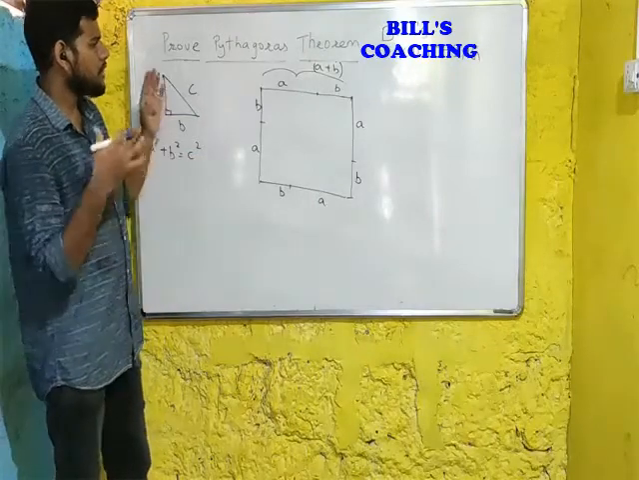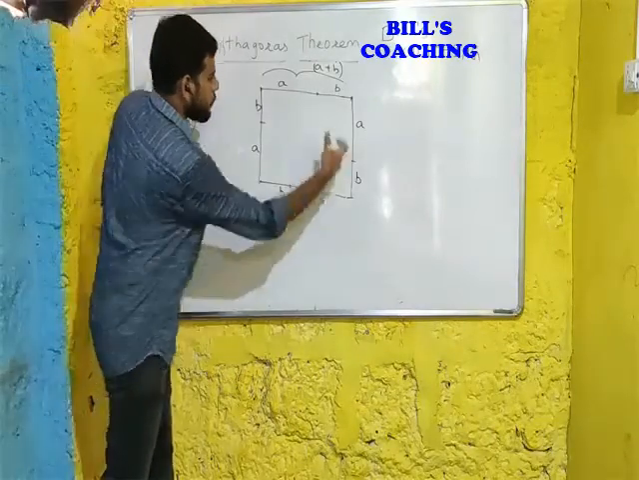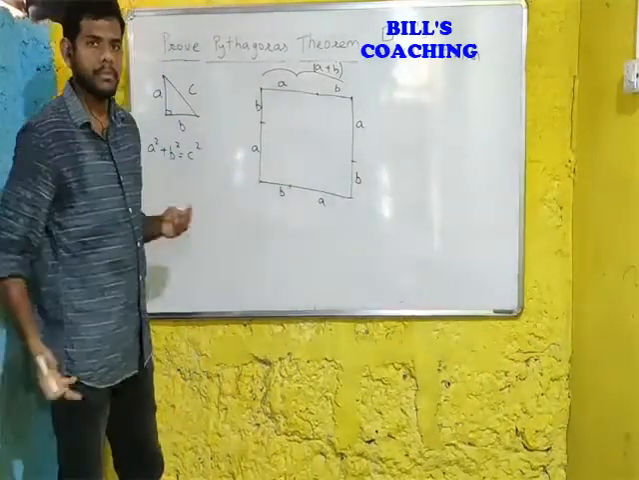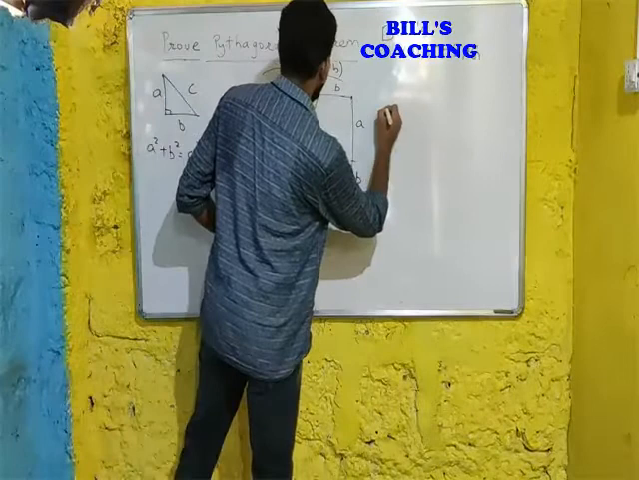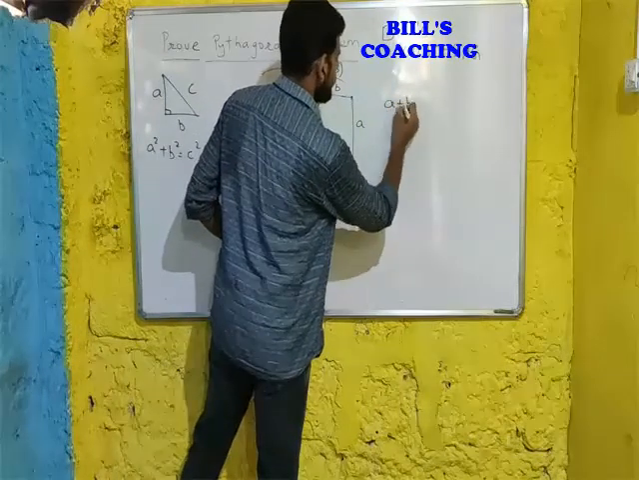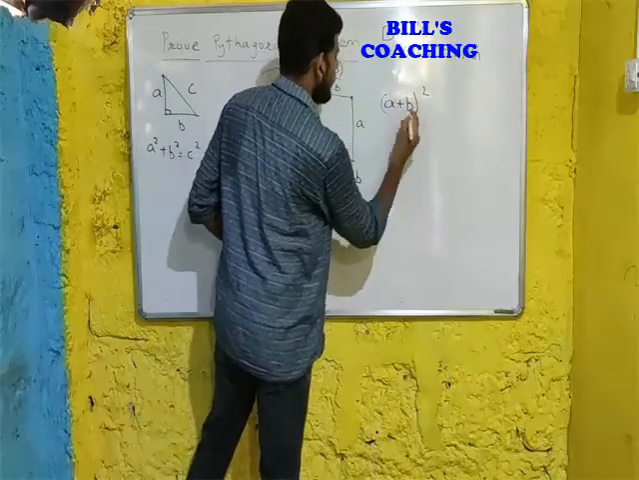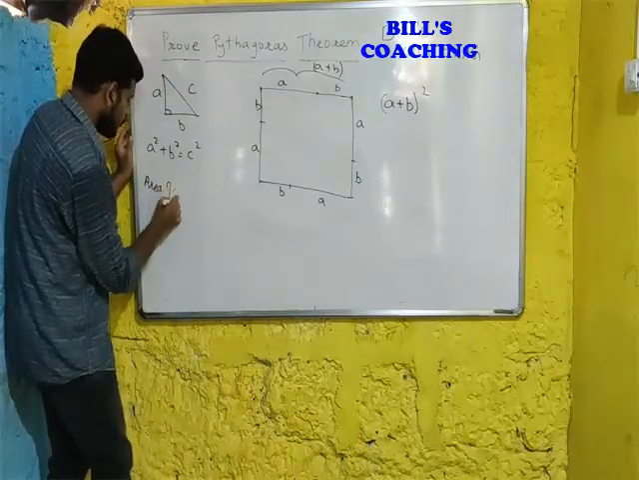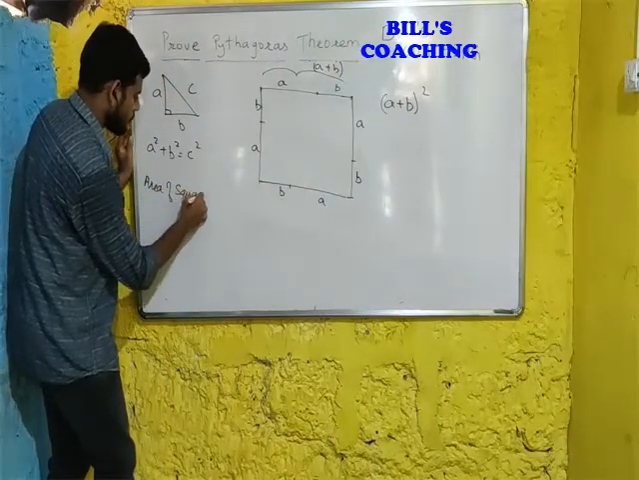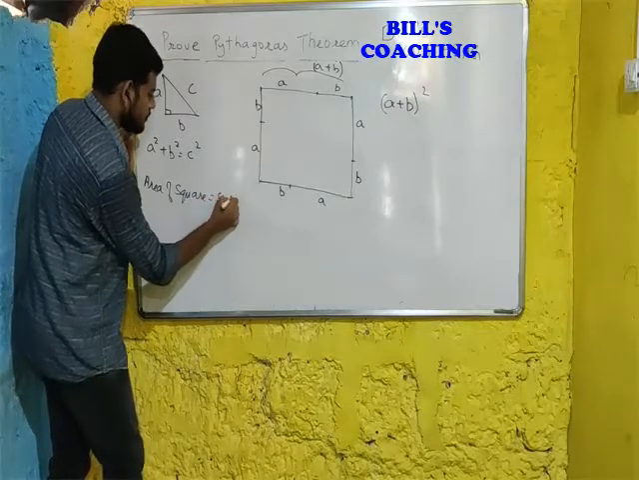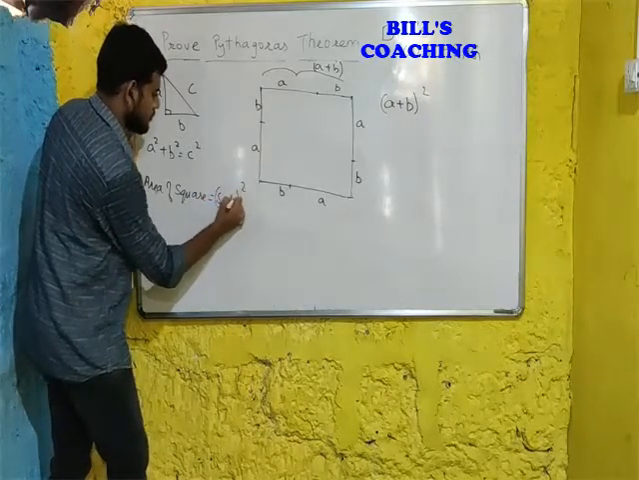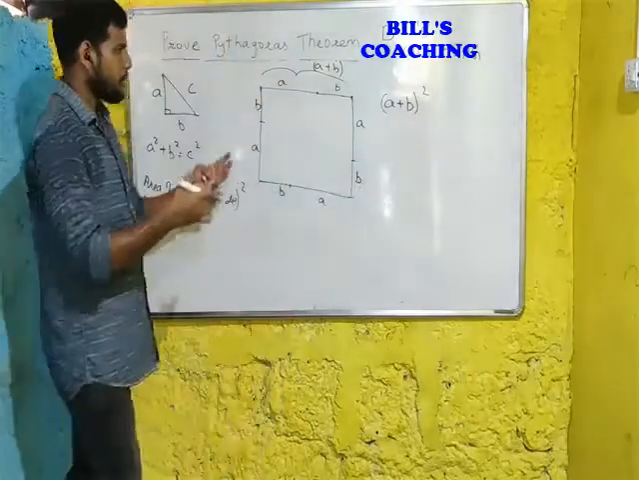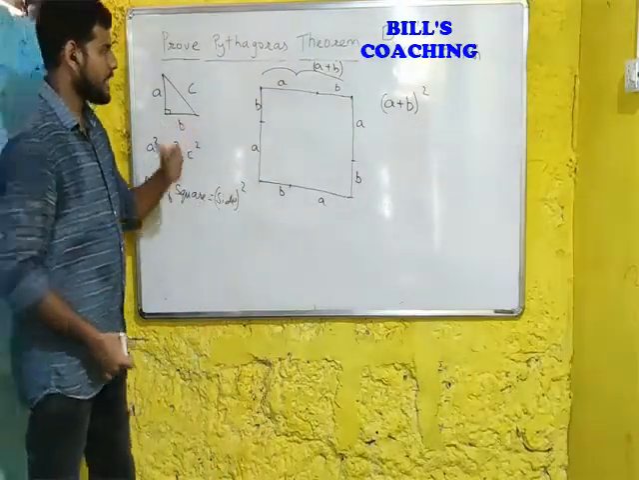Now look at this figure closely. We have drawn a square of side A plus B. What is the area of this square? The area of the square will be A plus B whole square, because we know that the area of a square is equal to side square. And this side is A plus B, so we get A plus B whole square. Very good.